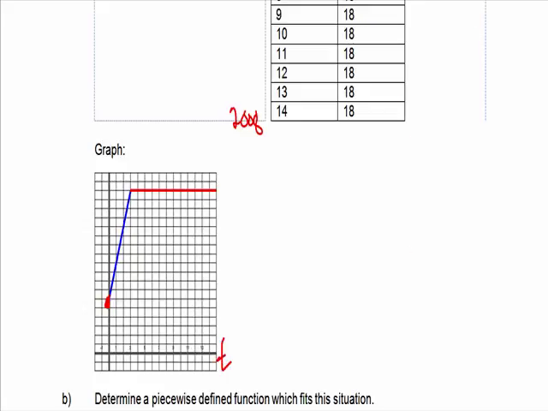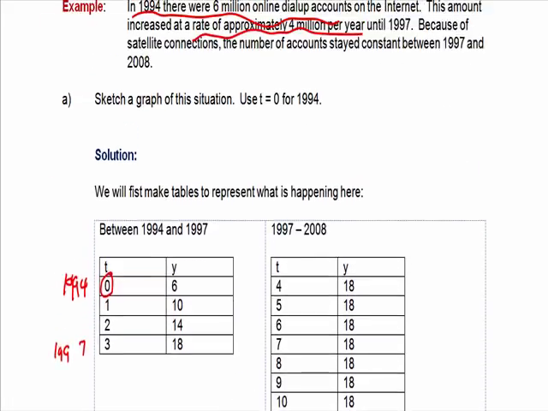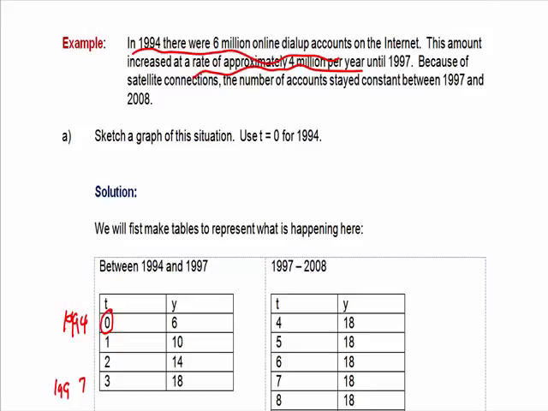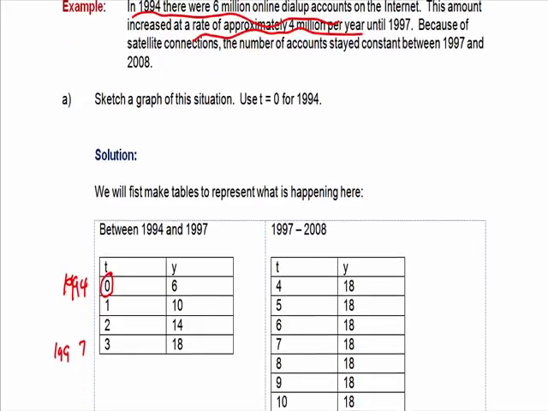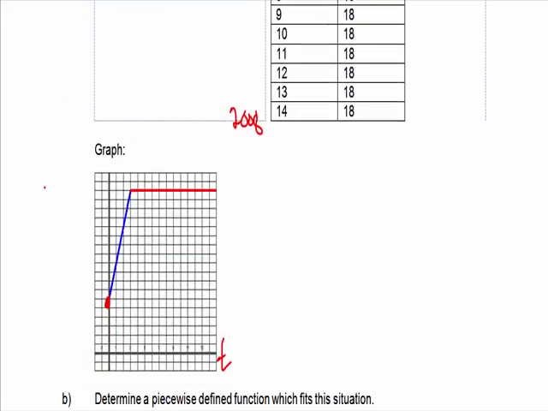And then if we recall again what we're measuring, dial-up accounts for the internet. If we take a look at dial-up accounts for the internet as our output, we'll just put number of accounts, and then we're in millions. You can read my handwriting.